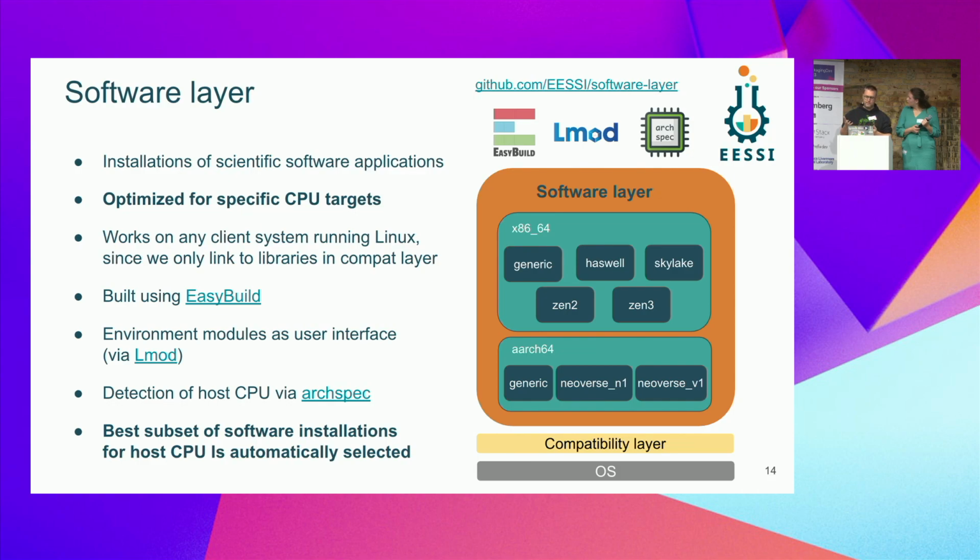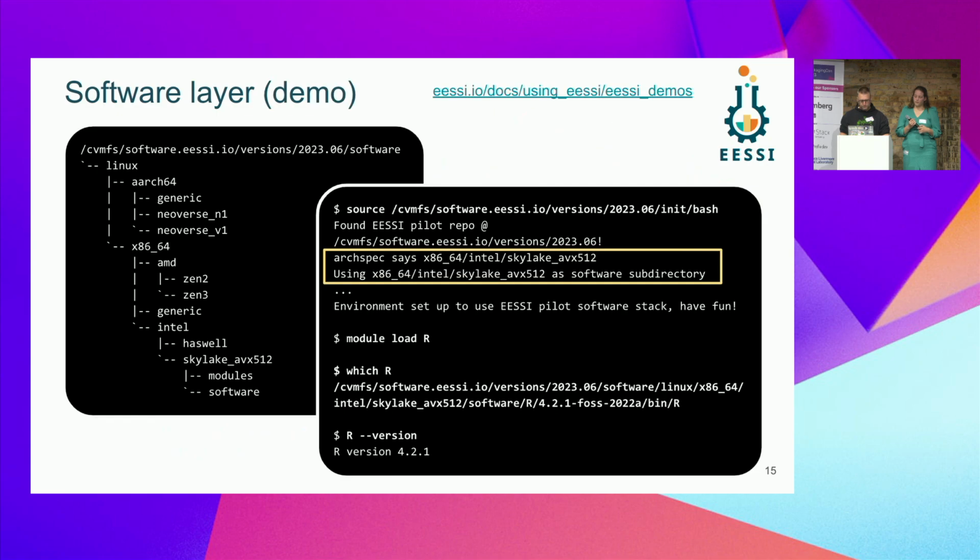We then expose these installations via environment modules, which is a pretty standard system on HPC clusters, for which we use Lmod. And with a small library that was actually pulled out of Spack a couple of years ago, archspec, we do CPU detection, so we figure out what kind of CPU you have, and based on that, we pick the right part of the stack fully automatically. So as a scientist, you don't need to know whether you're running on a supercomputer or a Raspberry Pi, it just all works as you expect it to.